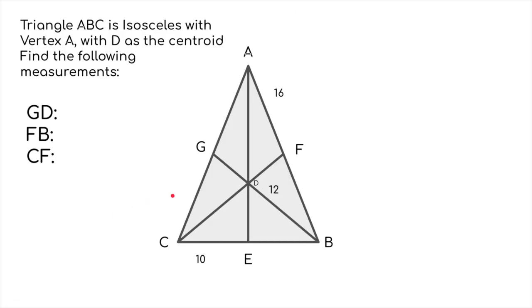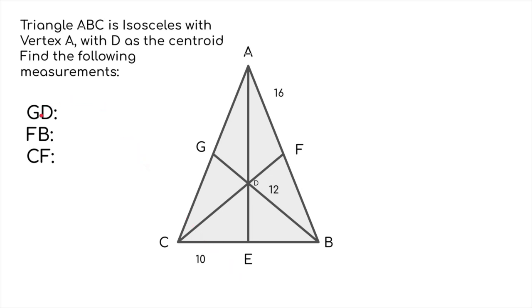Here's the final problem we'll be discussing. We're given that triangle ABC is an isosceles triangle with vertex A, with D as the centroid, and we have to find these following measurements. Well, let's lay out the basis. If we know D is the centroid, we know that line CF, line GB, and line AE are all medians.